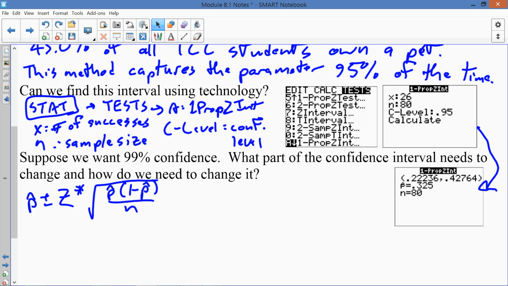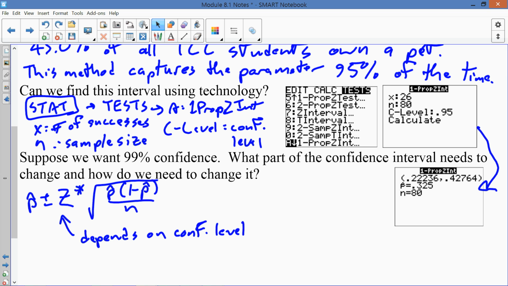Okay, so what is this? So p hat is just what we've been using, but z star depends on the confidence level. It's basically how far out you have to go in a normal distribution to capture whatever percentage of the data. And we know based on the empirical rule that if we go out 2 standard deviations or standard errors, we capture 95% of the data.